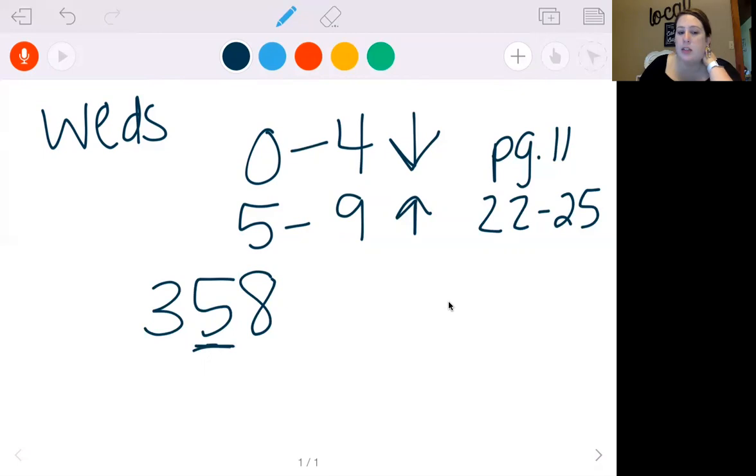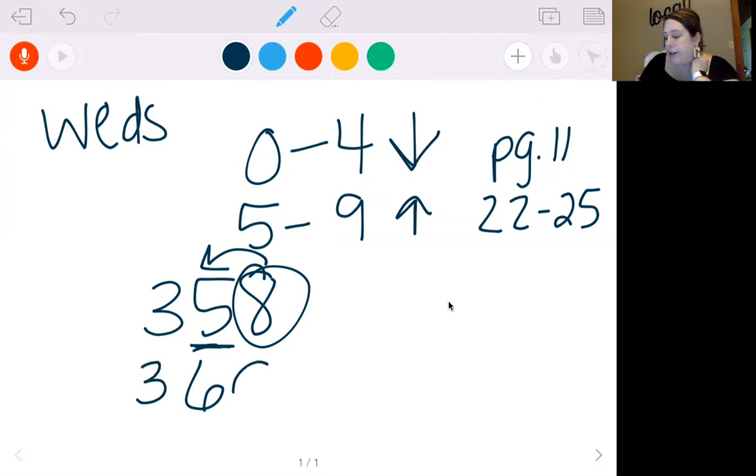It's going to be the easiest way to do it if you don't remember. Then I can draw my arrow, and I'm looking at that 8 to tell me what to do. So 5 through 9, I round up. So that 8 is going to tell me to make that 5 into a 6. Now look what I do here. Everything before that underlined digit stays the same. So I keep that 3. Everything after it turns to zeros. So 360 is the closest 10.